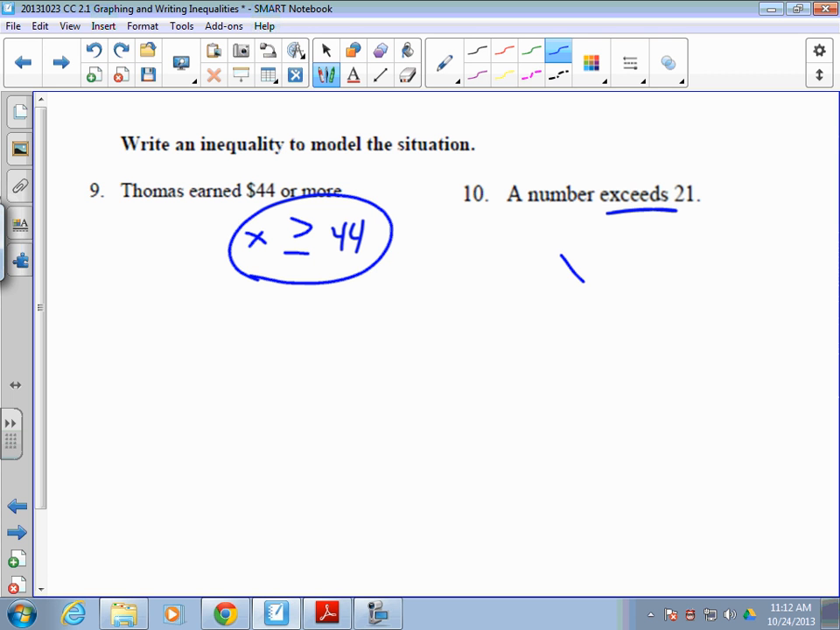So you have X and you have 21. If you exceed 21, you do not count that. You just mean greater than. So 21 would be okay. So if the speed limit was 21 miles an hour, and if you went 21, you'd be okay. If you went 22, you'd be eligible to receive a ticket.